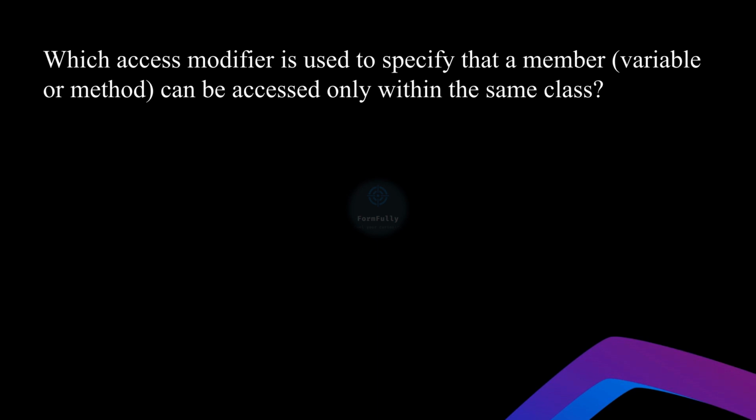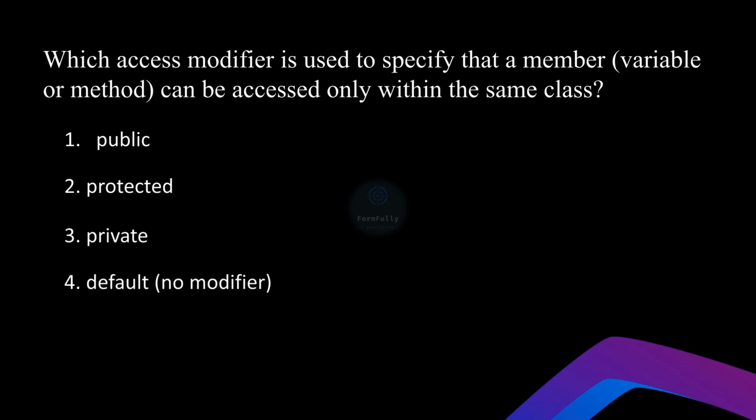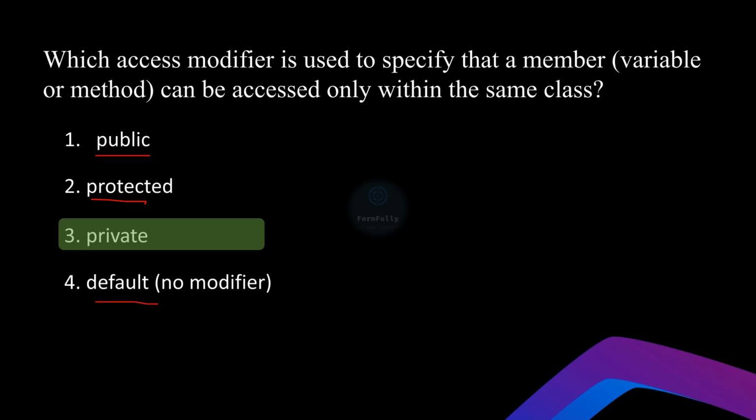Next question. Which access modifier is used to specify that a member, that is a variable or method, can be accessed only within the same class? Public, protected, private, default. The private access modifier restricts access to members only within the same class. Public allows access from any class. Protected allows access within the same class and its subclasses. Default allows access within the same package. So the correct option is private.